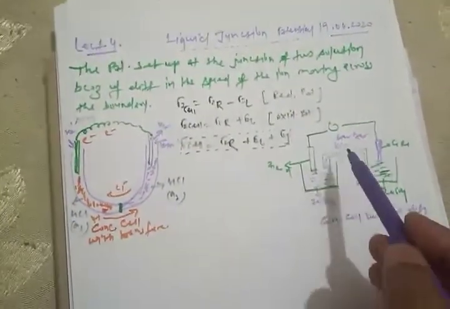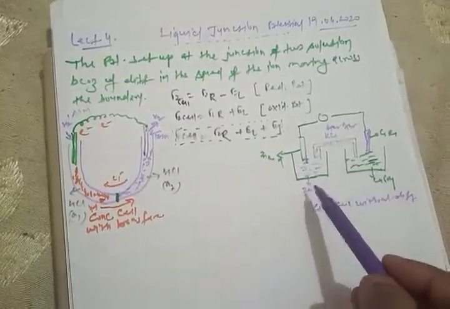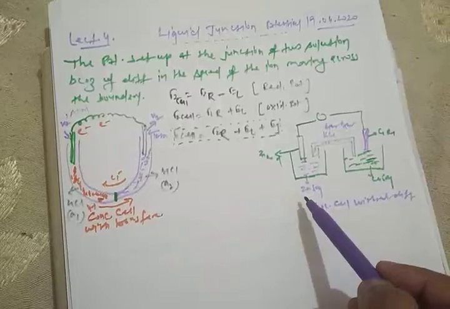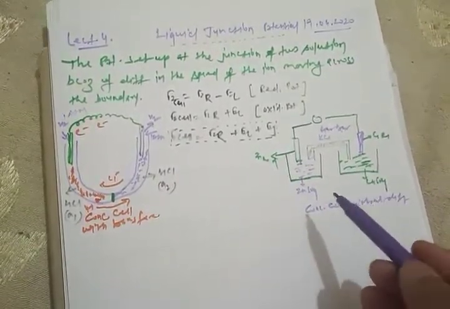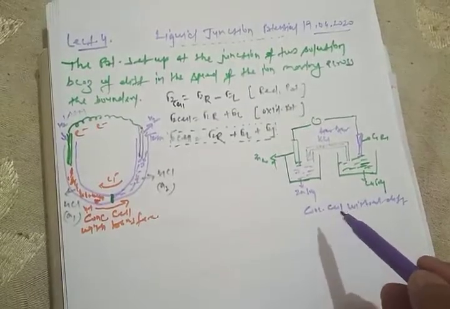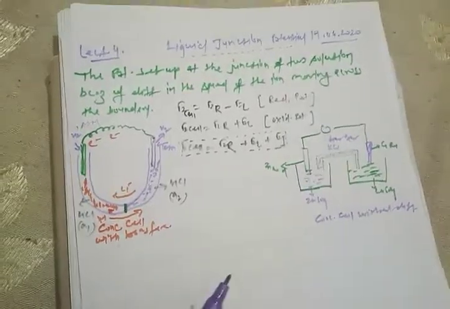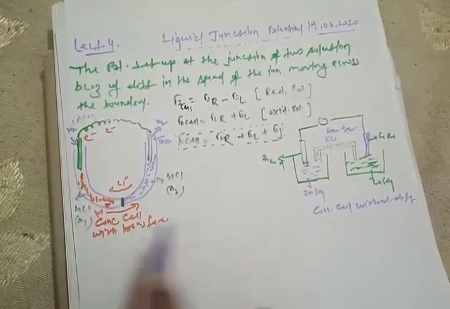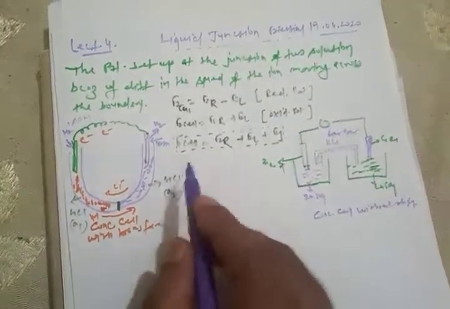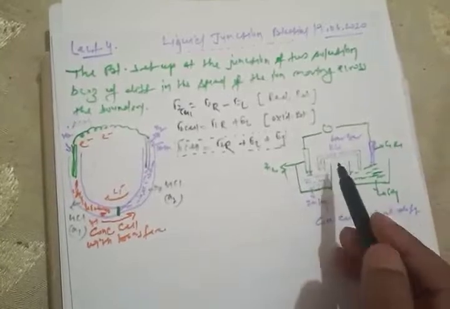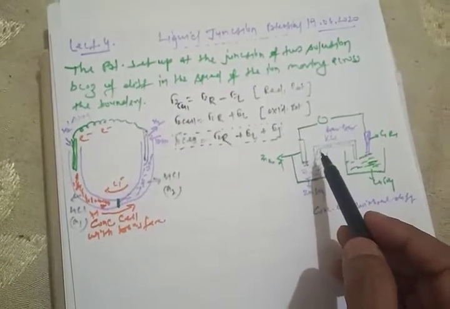The role of this KCl, this salt bridge, is to prevent intermixing of these two solutions. Although these two are different concentration solutions, one is zinc sulfate and one is copper sulfate, because of the difference in solvent this will again give a difference in potential. So one is with transference and the other one is without transference. What will happen if we are taking KCl as a salt bridge?